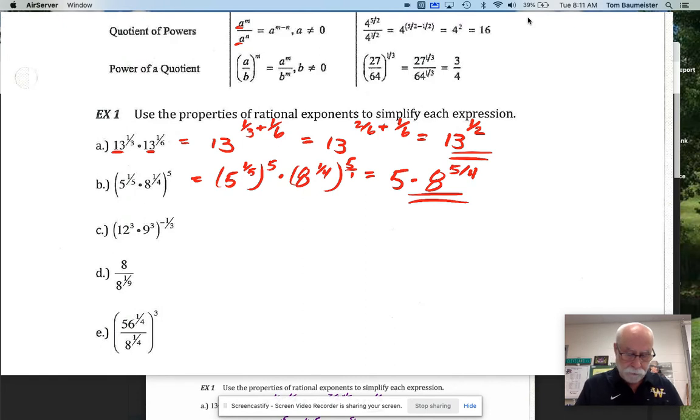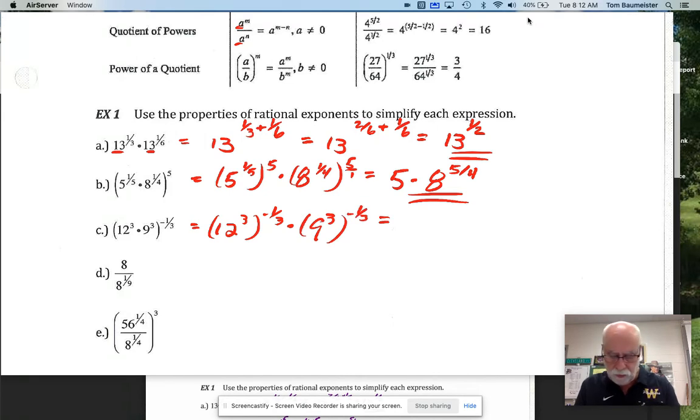All right, C, I have 12 to the 3rd power times 9 raised to the 3rd power. And again, that is raised to the negative 1/3 power. So I can write this as 12 to the third power raised to the negative 1/3 power times 9 cubed raised to the negative 1/3 power, which is equal to 12 raised to the negative first power times 9 raised to the negative first power.